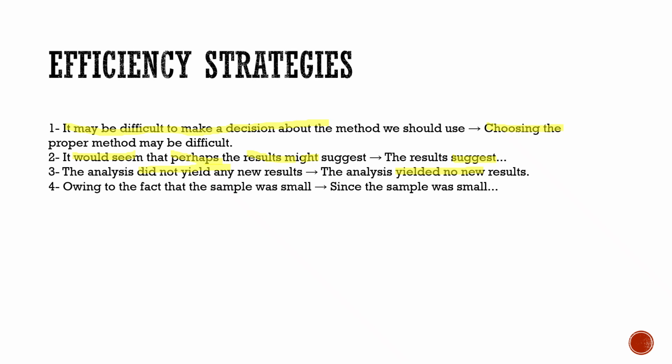In example 4, we can focus on omitting needless words. Particularly, we see this with students. They overuse the fact that, which can be simply omitted sometimes, and there is no need for it. So, for instance, owing to the fact that the sample was small, can simply be since the sample was small. And we have many examples of these that can be checked in our Moodle lesson, which has a detailed explanation of all of this.